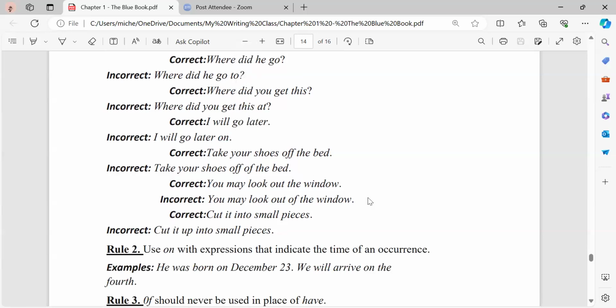So there are a lot of sentences here. Take your shoes off the bed. Take your shoes off of the bed. This is very awkward. Nobody says this kind of thing. It's just off the bed. You don't need the of right there, because the sentence is already clear without that preposition.